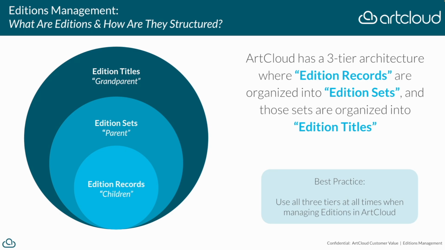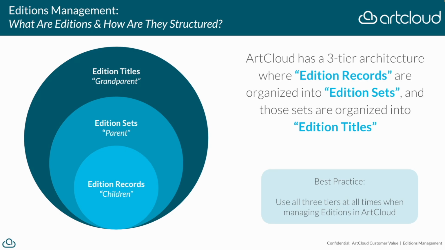First, it's important to know that editions in ArtCloud are structured in a three-tier architecture. We like to think of this architecture as a family, where edition records, the children, are organized into edition sets, the parents. And those edition sets are organized into edition titles, the grandparents. Edition records within the same edition set are referred to as siblings. This will be important later on in video 3 when we look at how all this data relates to each other in the ArtCloud platform.